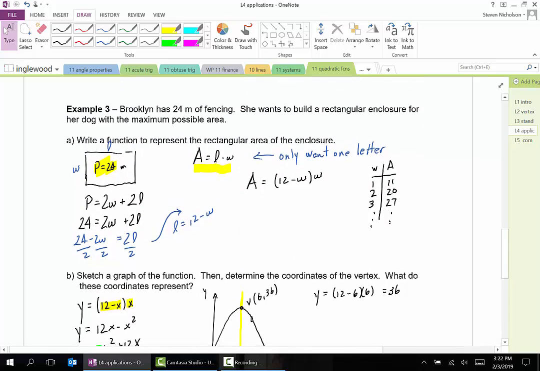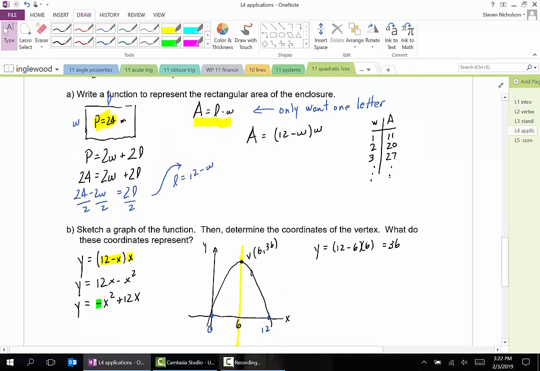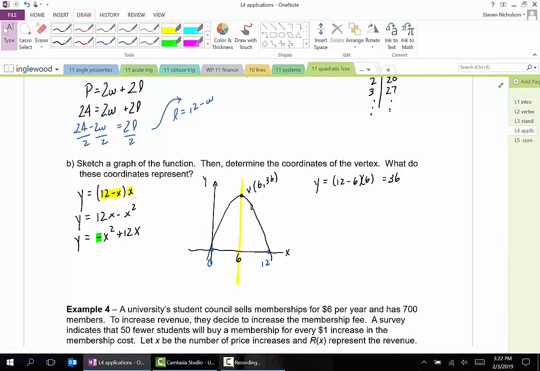She wants to build a rectangle with the maximum possible area, and the very top is the maximum value of this story, this equation. So what do the coordinates of the vertex represent? Well, again, remember what x represents. X represents the width, and y represents the area. And what the vertex represents is the dimensions that will give the maximum area.